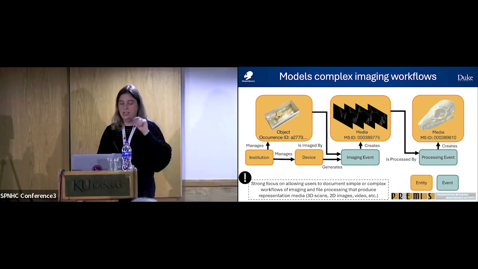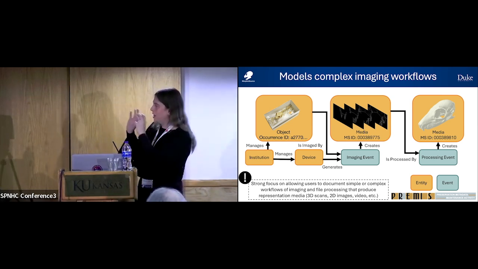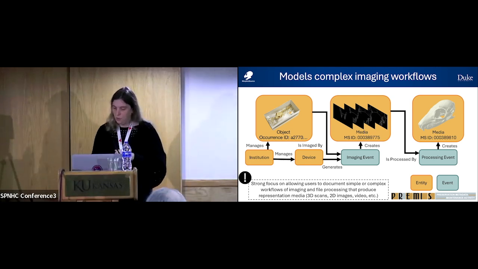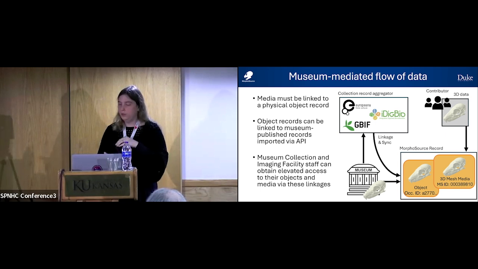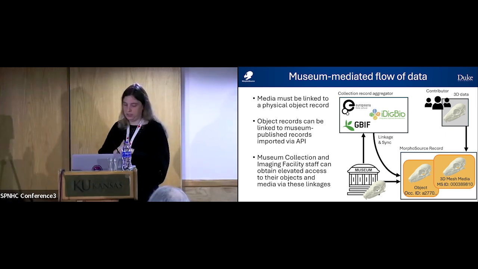And Morphosource allows you to document simple or sometimes complex workflows of imaging and processing using an entity-event model. All the boxes on this diagram are different records. Each of these records has its own metadata. We also have a museum-mediated flow of data, where media get linked to a physical object record. Those object records are linked to museum-published records and synced through aggregator resources.